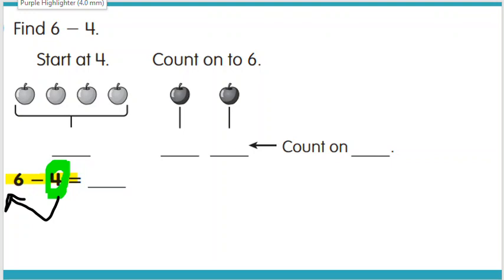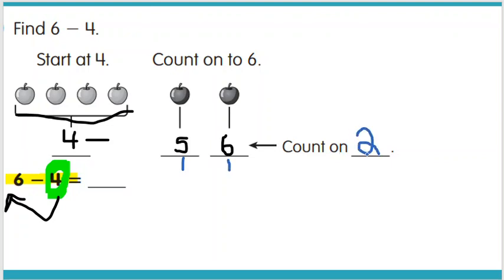So what we do is we take that 4, get it in our mind, so we know this is 4, and now we're going to count up to 6. So we're going to count up 4, 5, 6. I can see right here that I have 1 and then 2 numbers. So count on 2. So 6 minus 4 equals 2. That is an example of how you can count on to subtract.